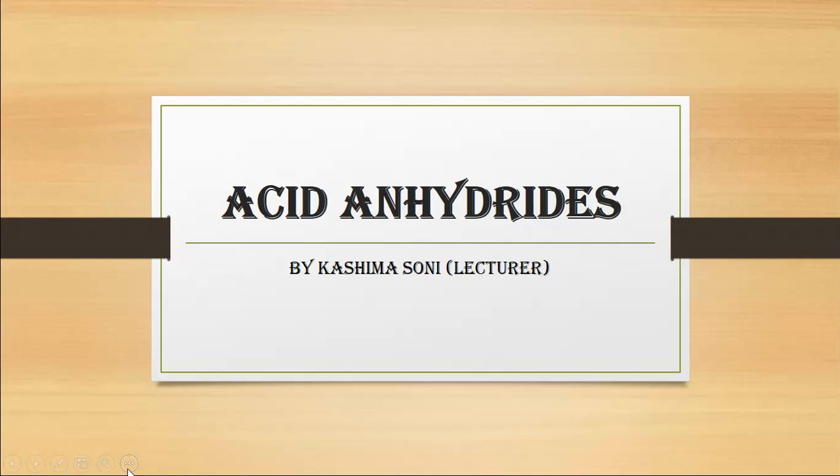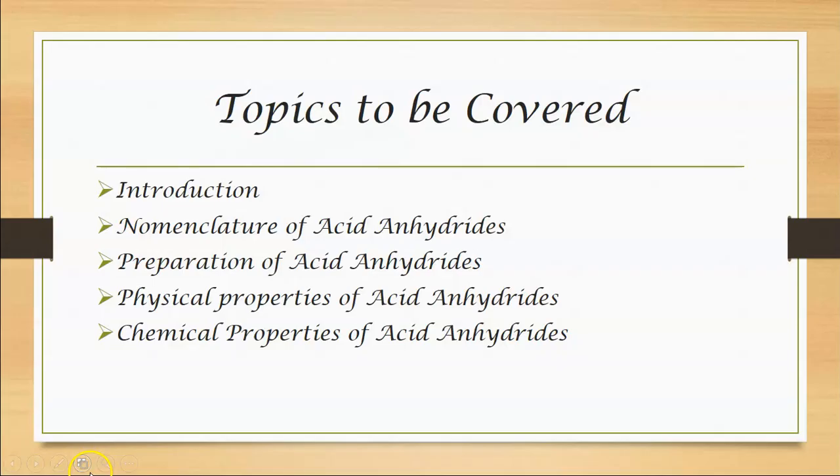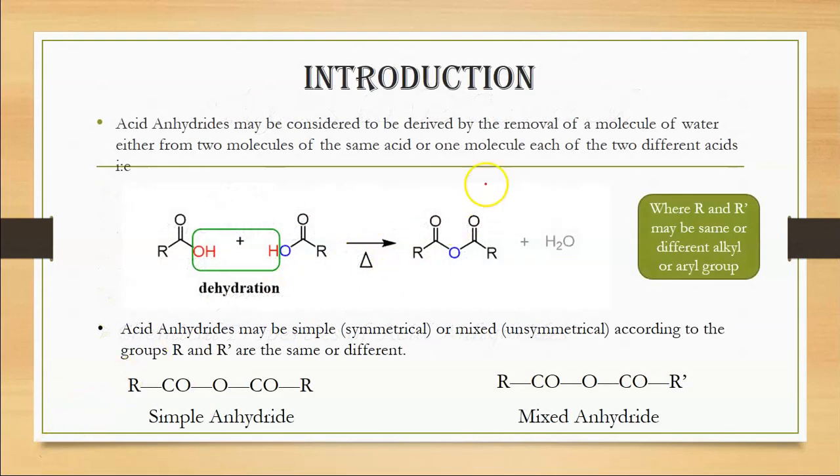So proceeding further, these are the topics to be covered. We'll be taking the introductory portion and then nomenclature of acid anhydrides. Then we'll be discussing the preparation part and then we'll be taking up physical properties and chemical properties. We'll try to make it shorter as much as possible. I will try to cover the topic till the physical properties, and then I'll be taking up the chemical properties in another video. Let's see what is in the introduction part.